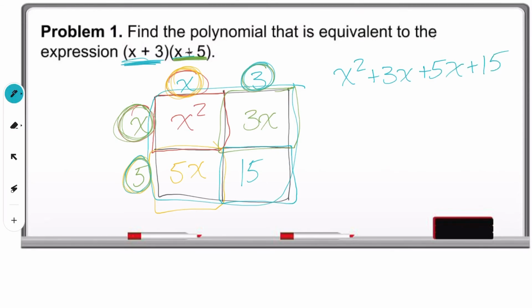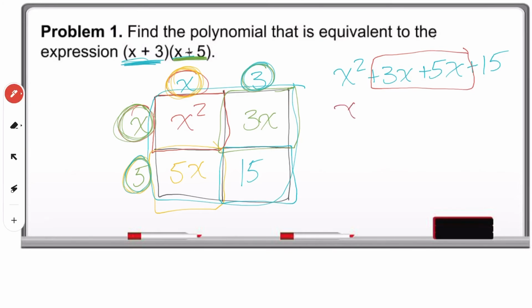I am not done yet because I see that I have like terms. So my polynomial is not completely simplified. So all we have to do is combine these like terms. 3x and 5x are like terms because they are linear terms.